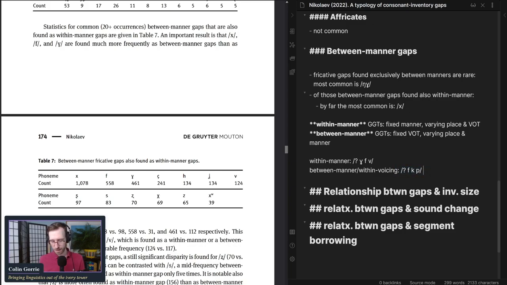This, more common, less common for. Okay, so that's what it's saying. Okay. Chat, what do you think? Within voicing, do we like it? I think I like it. Great.